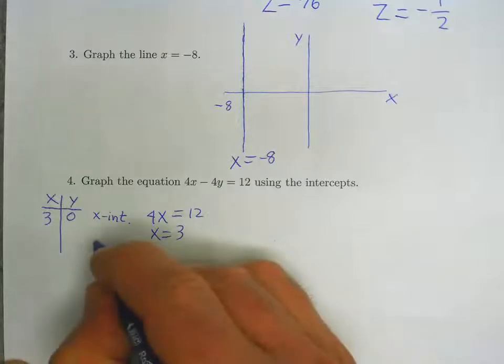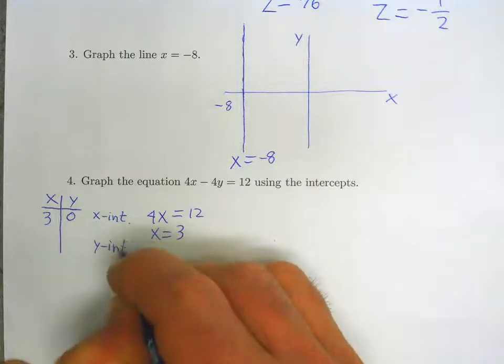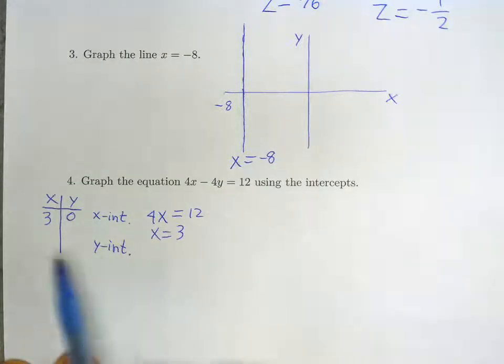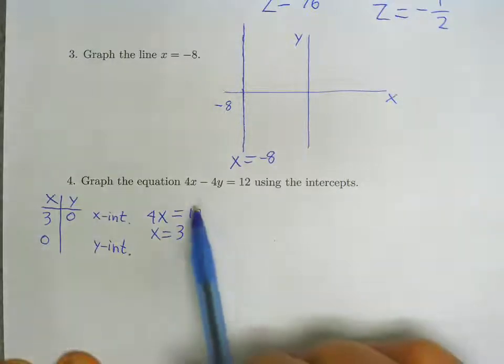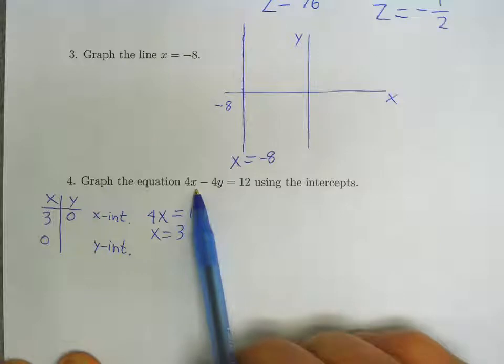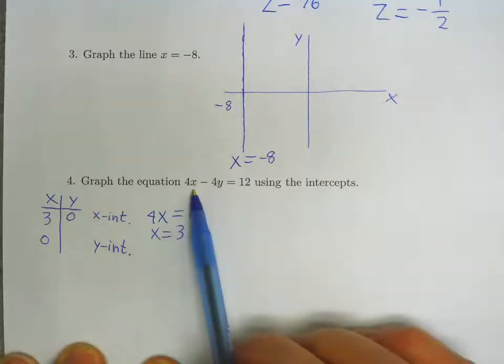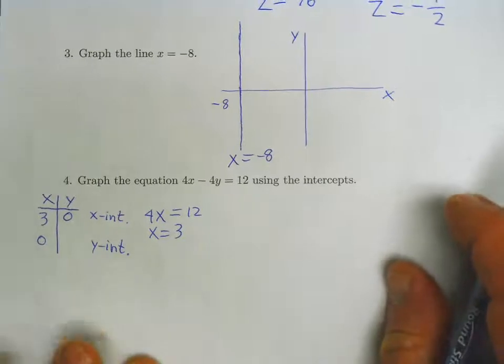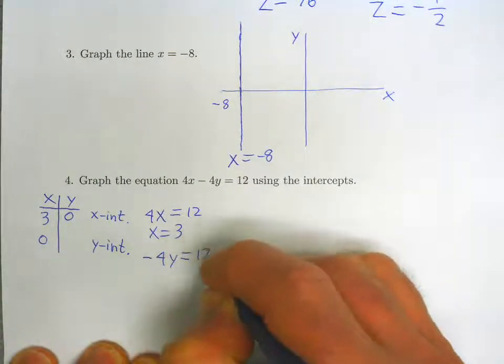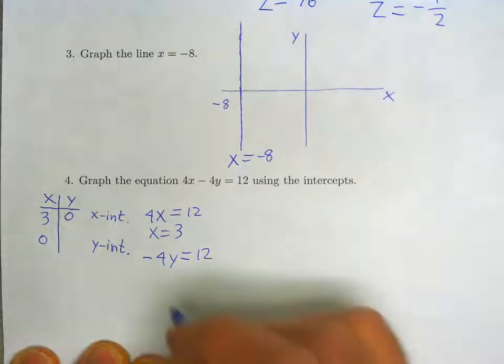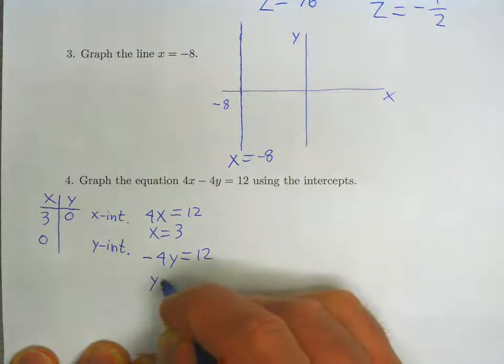Then to find the y-intercept, the x-coordinate of a y-intercept is 0. So this time in the equation, replace x with 0. 4 times 0 is 0. 0 minus 4y is negative 4y, and negative 4y equals 12. Now we divide both sides by negative 4, and the y-coordinate is negative 3.